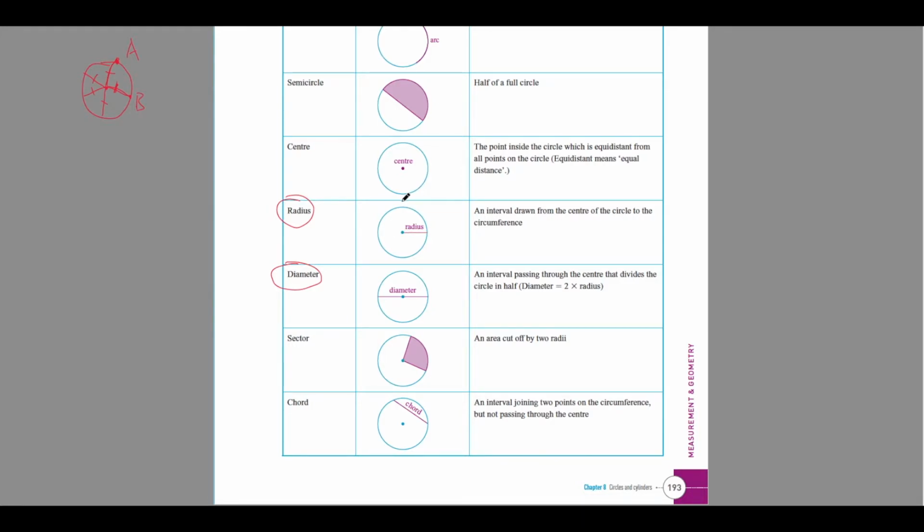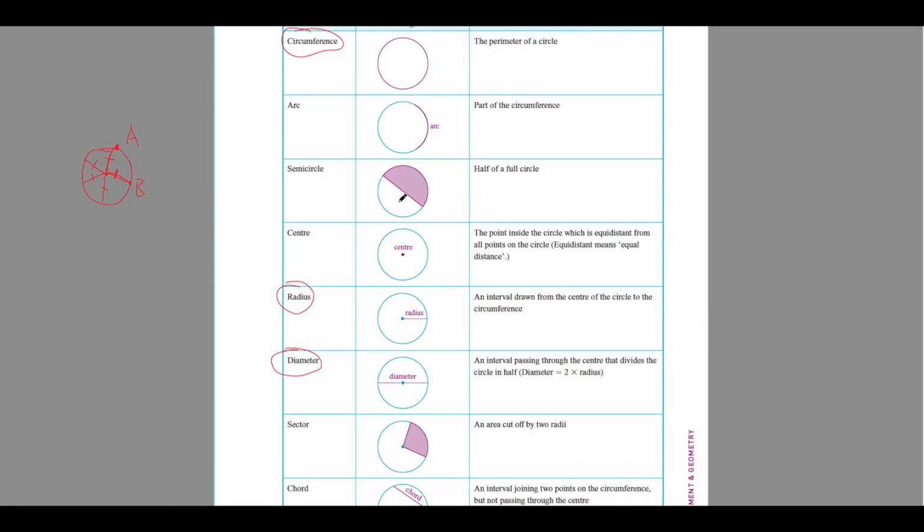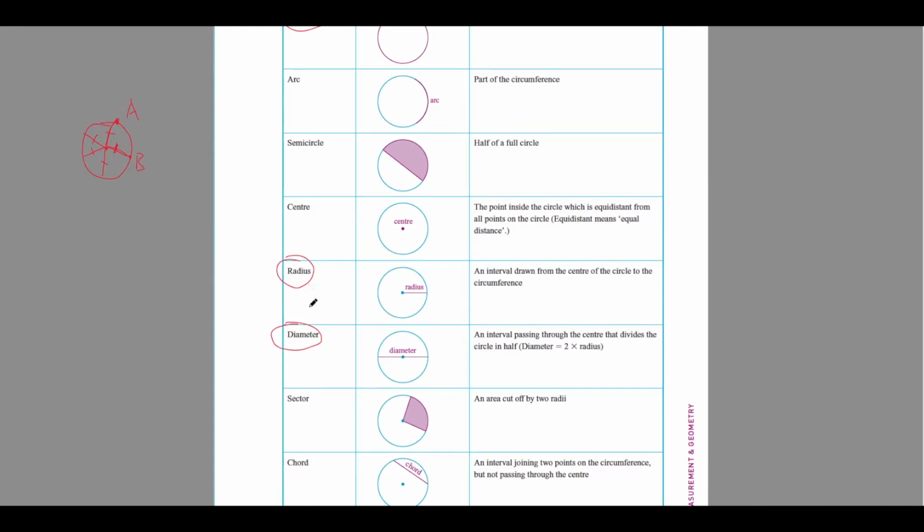So it's going to be a lot of new words that you'll be learning in this lesson, but make sure you remember the key ones. So the circumference is the perimeter of a circle. The radius is basically a line that's drawn from the center of the circle to the circumference. Okay, so it's this line.